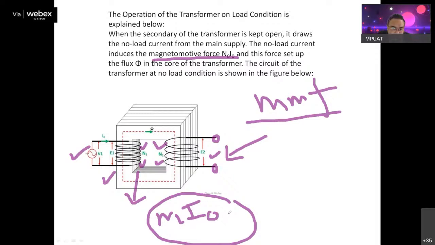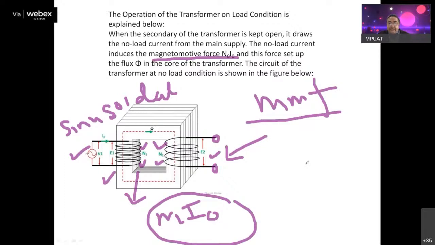Why is this varying in nature? This flux is varying in nature because the applied voltage is sinusoidal. The applied voltage is sinusoidal, or in short, in general, I can say AC voltage is being applied. So AC voltage, AC current, AC flux, varying flux. This flux will induce an EMF both in primary and secondary winding, E1 and E2. I think this concept is very clear.